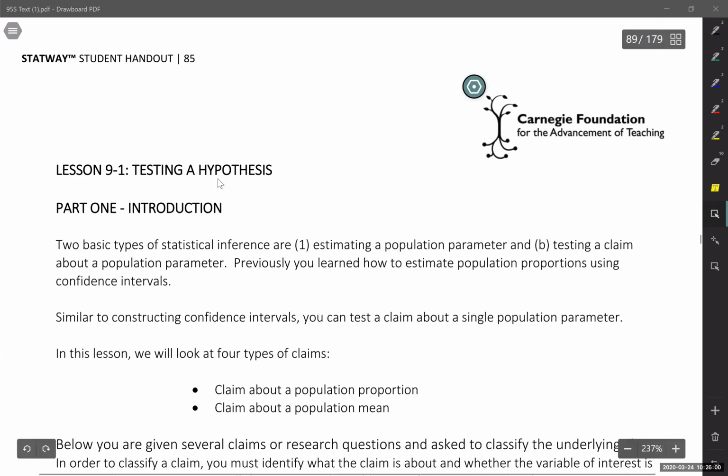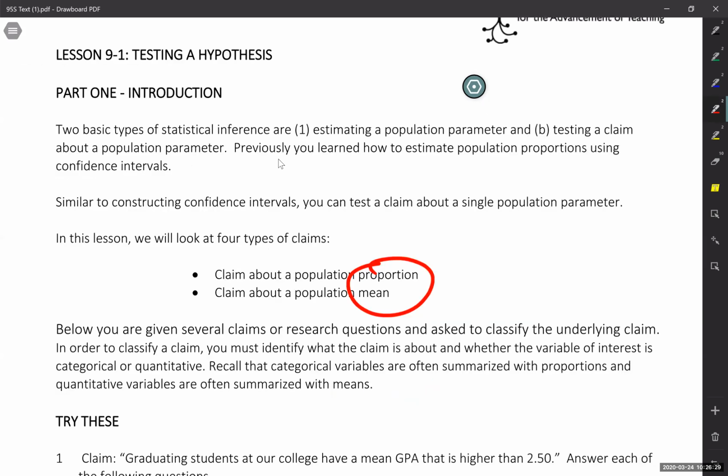All right, so you're on page 85 right here, and this is testing a hypothesis. So hopefully you've had a chance to read through this first page. And what we're going to be doing, just like with the confidence intervals, is we're going to be talking about population proportions and population means. So we did it with confidence intervals. Now we're going to do it with hypothesis tests.